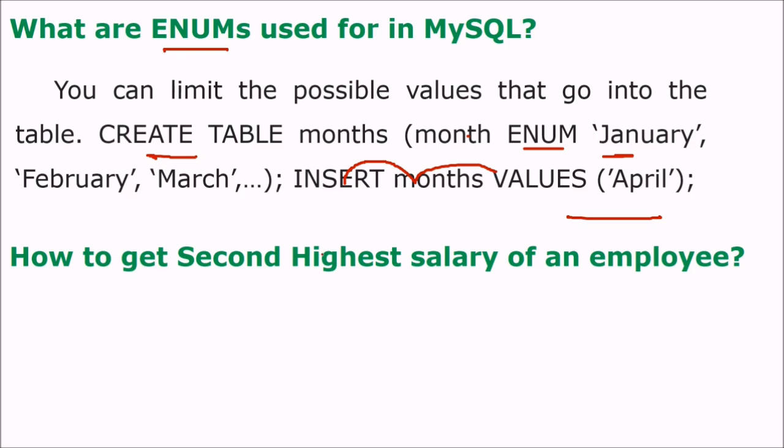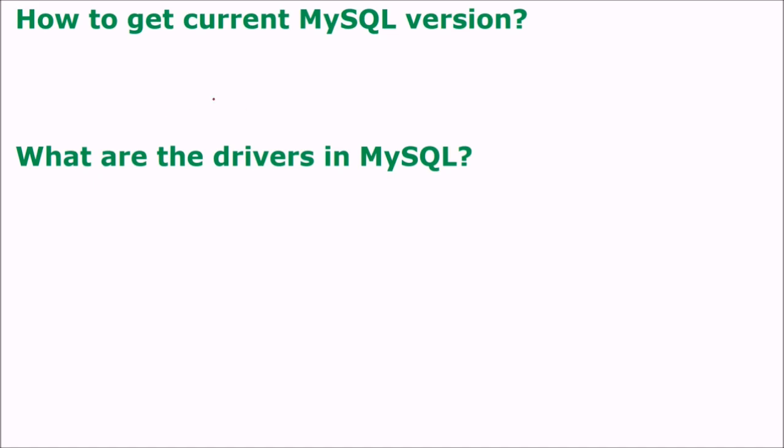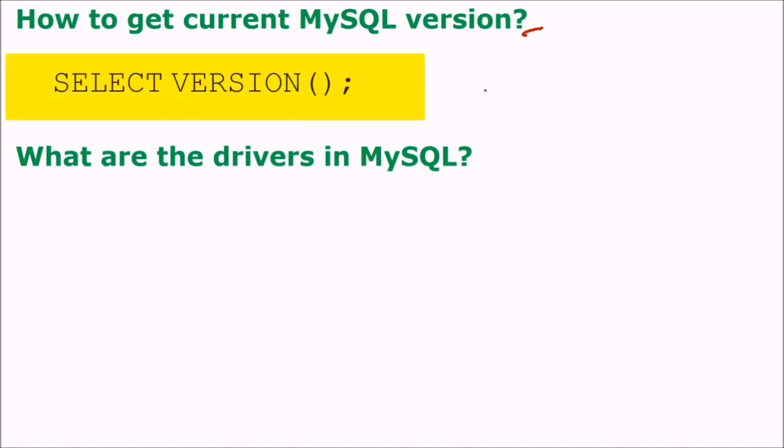How to get the second highest salary of an employee? We have already seen this. Let us see it again. Select salary from employee, order by salary DESC, descending order, limit 1,1. How to get the current MySQL version? Simple select version will give you the MySQL version.